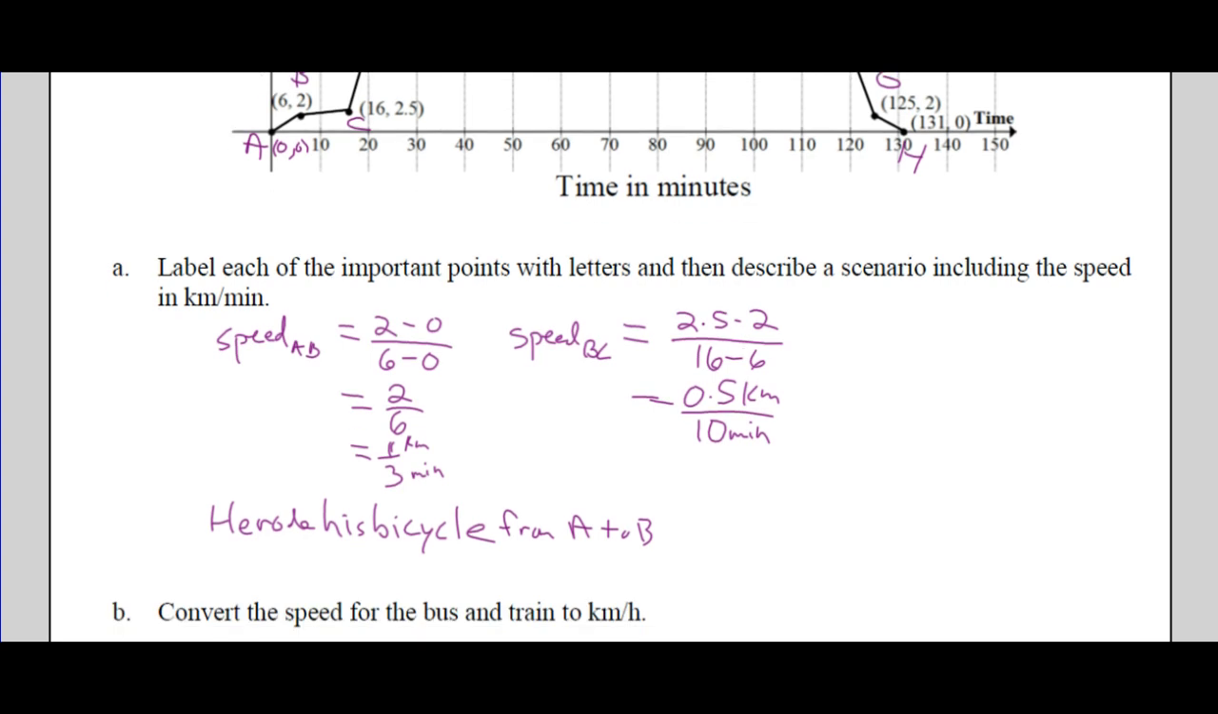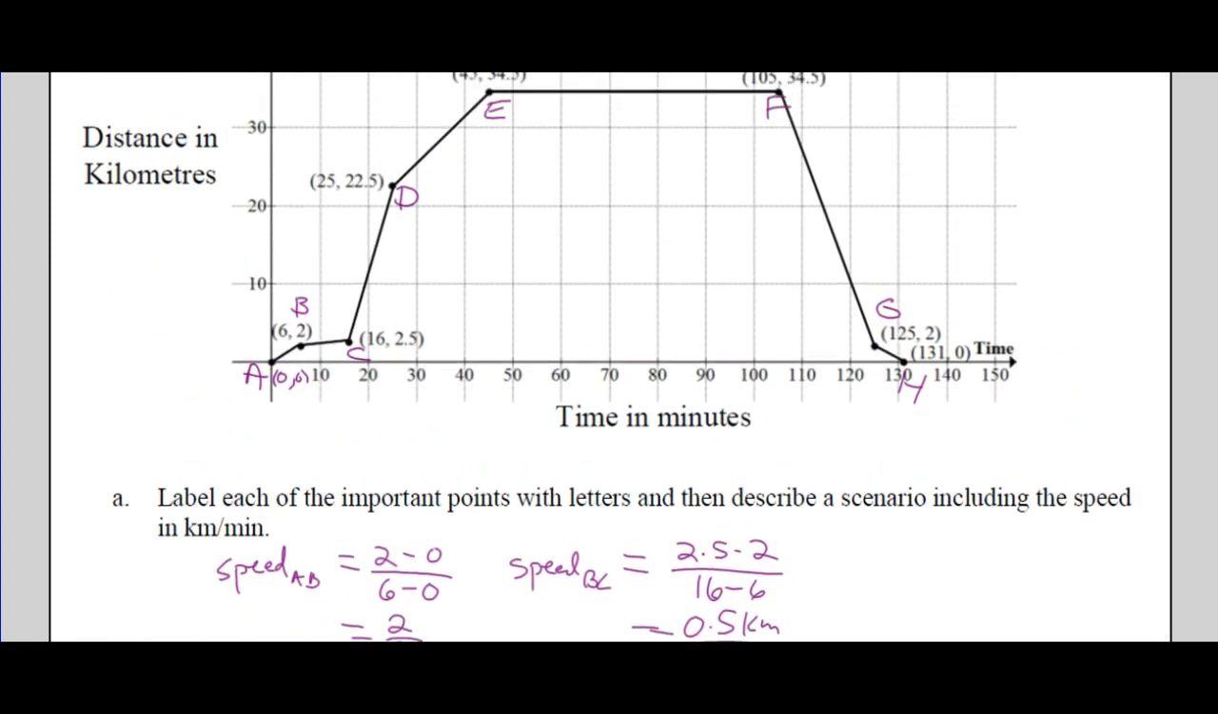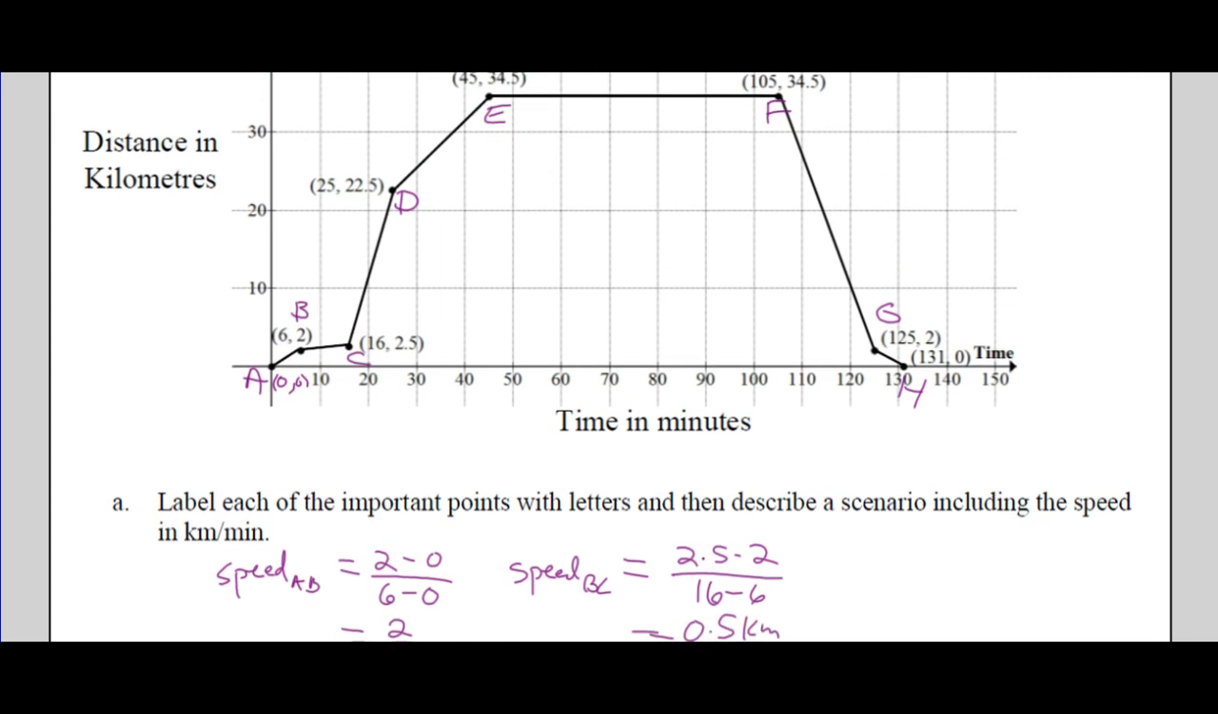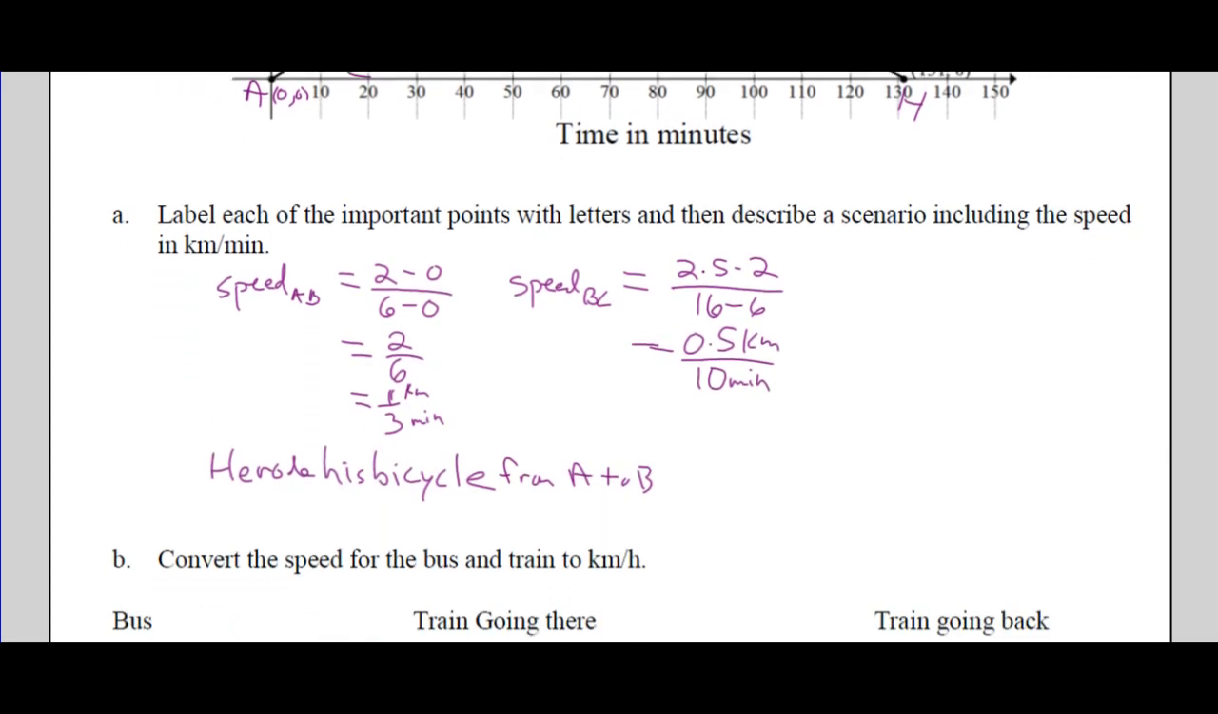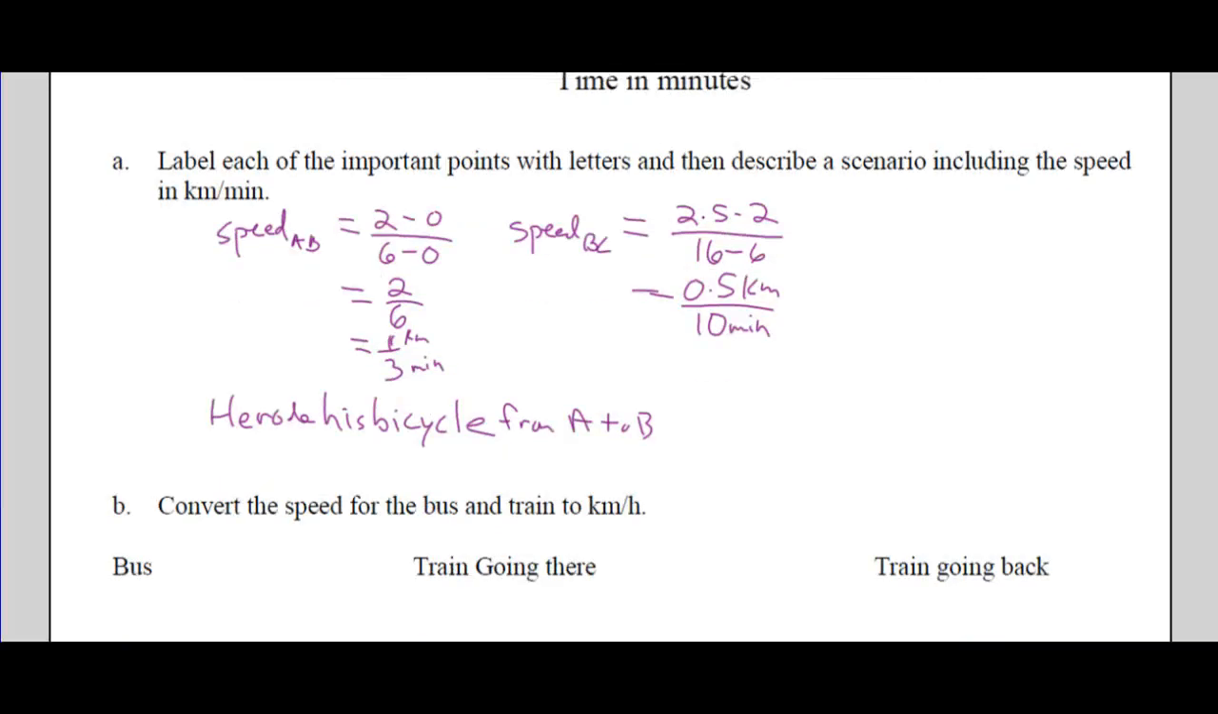So if you moved half a kilometer in 10 minutes, what were you doing? Walking. Walking pretty slowly, right? Half a kilometer is 500 meters, so 500 meters in 10 minutes would be 50 meters per minute. That's moving fairly slow, so maybe he was in a lineup and it's moving. He got in a line. So he rode his bicycle from A to B, then got in a line and walked.